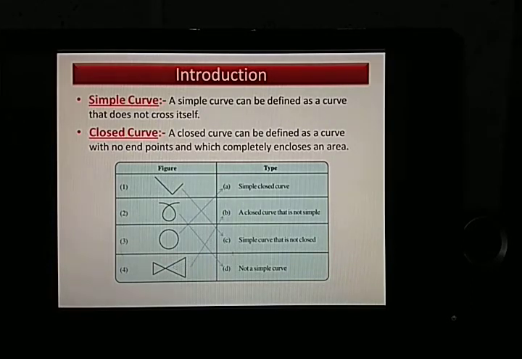Now what about this? It is a closed curve, but it is not a simple curve. It is closed. It is enclosing this area and this area, but it is not a simple one. Why? Because you can see it is overlapped here and again it gets closed here.